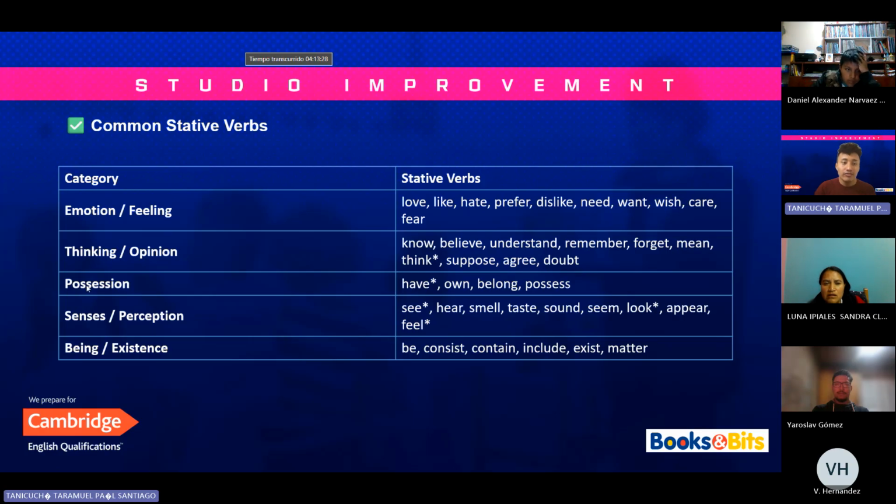And then we have stative verbs for possession, which are have, own, belong, and possess. Okay. And then we have stative verbs to express senses or perceptions. For example, see, hear, smell, taste, sound, seem, look, appear, and feel. And finally, we have being or existence. And the stative verbs are be, consist, contain, include, exist, and matter. All right, these are the most common stative verbs.